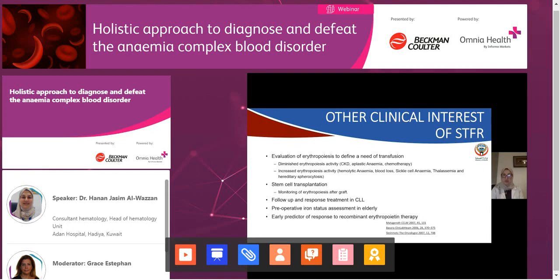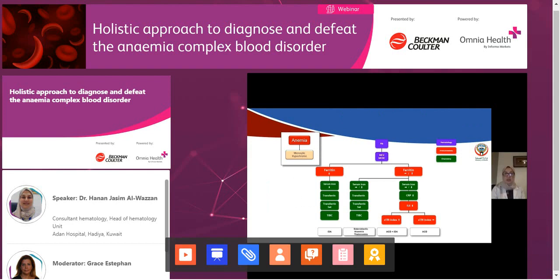For example, for those patients who had diminished erythropoiesis, like aplastic anemia or post-chemotherapy, for post-transplant engraftment, assessment of the erythropoiesis and engraftment, the preoperative iron erythropoiesis assessment in elderly who had very limited bone marrow hematopoietic cells.